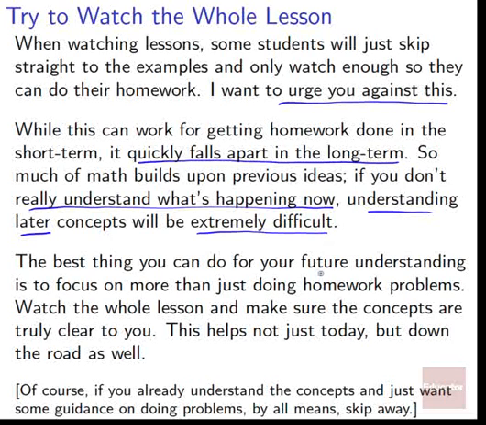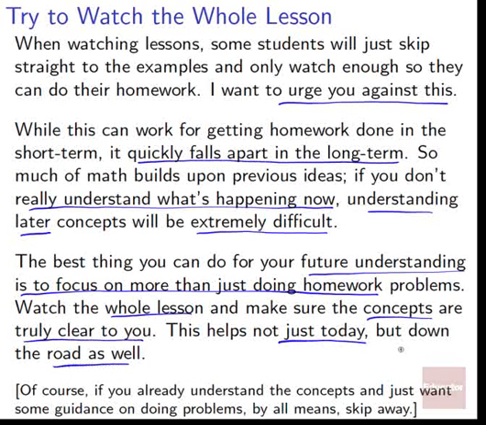The best thing you can do for your future understanding is to focus on more than just doing homework problems. Watch the whole lesson and make sure the concepts are truly clear to you. You really want to have an understanding of everything that's going on, not just how to do problems. This helps not just today, but down the road as well. This gives you the ability to understand what's going to happen in a few months or a few years.